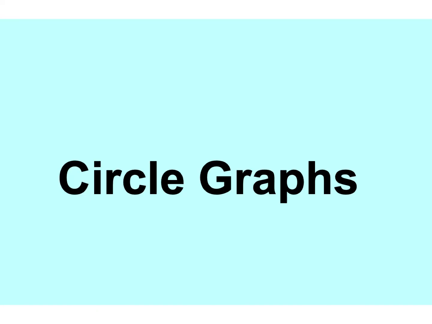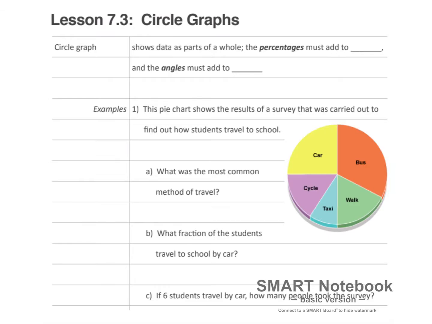So now let's talk circle graphs. You should be familiar with circle graphs, but we're going to do some proportions to help find our answers. So we're going to start with what belongs in your notes. We got to add a couple of words in here. Circle graphs show data as part of a whole. So the whole circle is the whole thing. Percentages must add up to 100%, and the angles have to add up to 360 degrees.